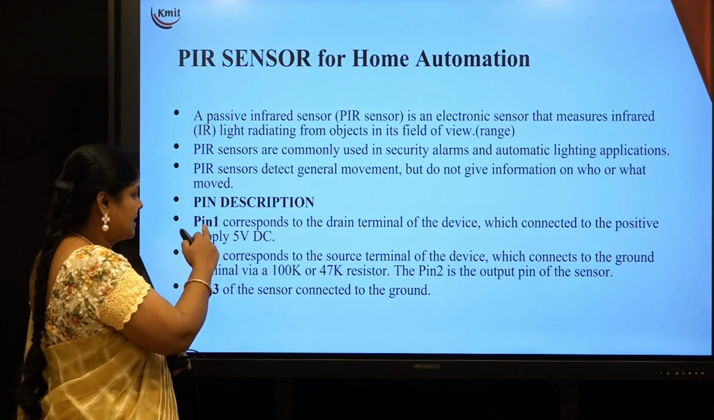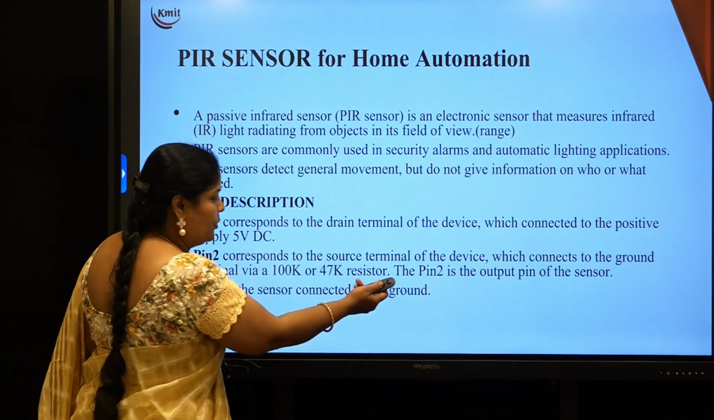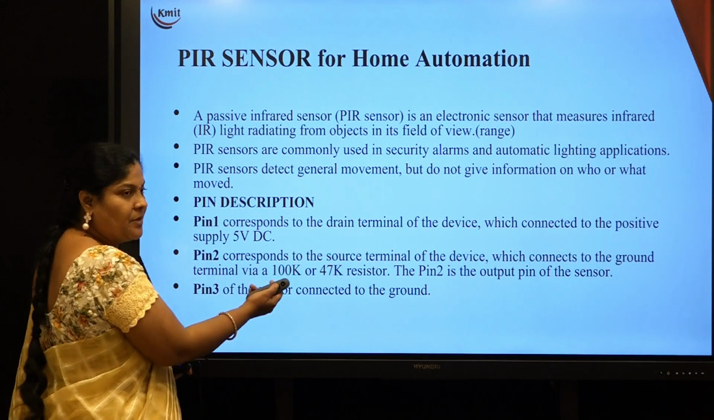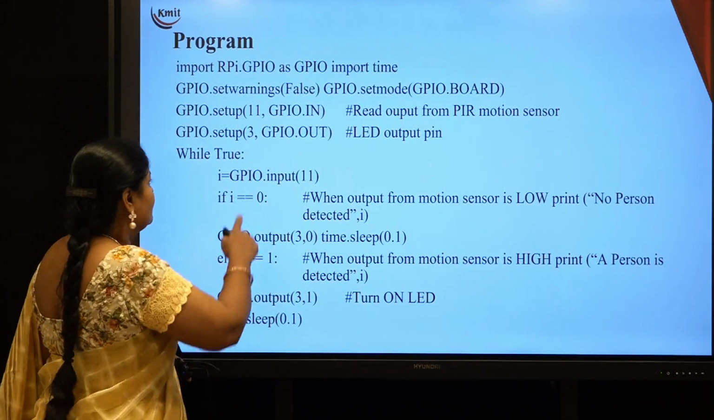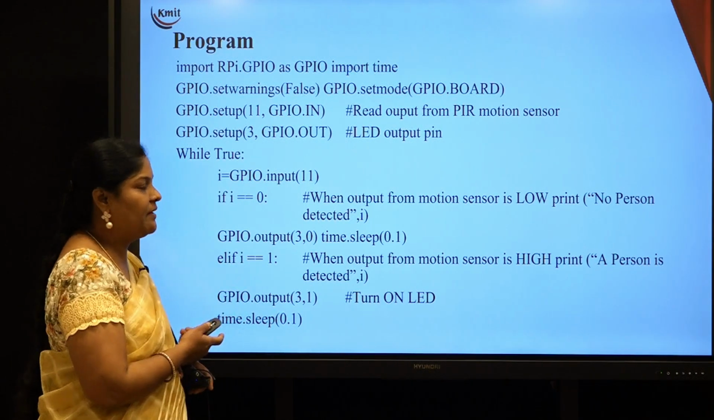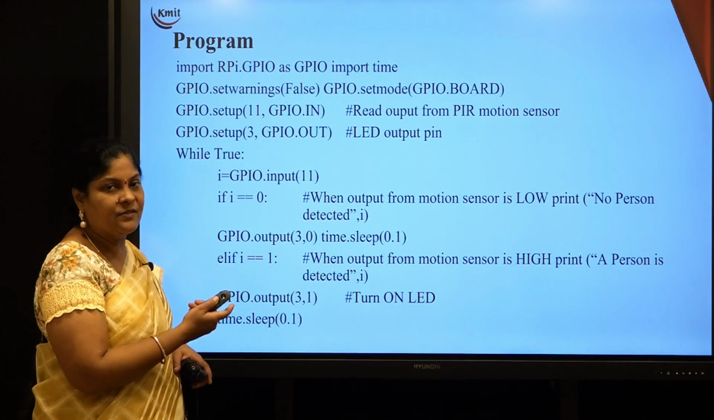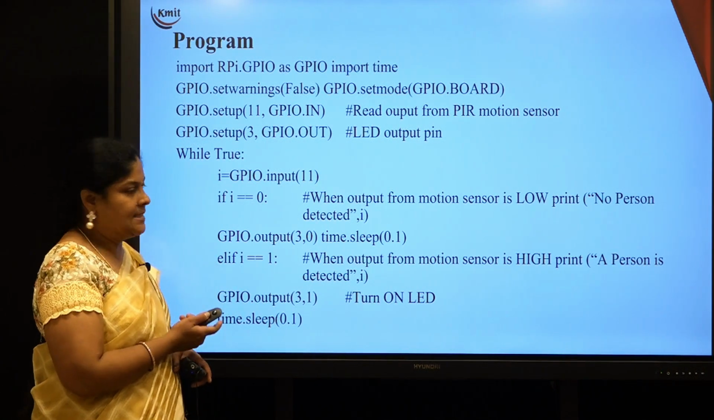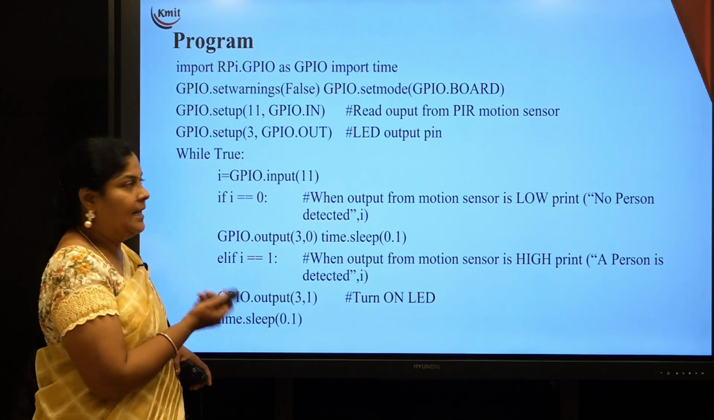And this is the pin description. Pin 1 is the power supply, pin 2 is the output pin to the Raspberry Pi, whichever pin you are selecting. Pin 3 is connected to the ground. And this is the program. Actually, these programs we have already seen in the previous units, where we learned the functionality of sensors and implementation of the sensor. So the same program you can use here for smart lighting.